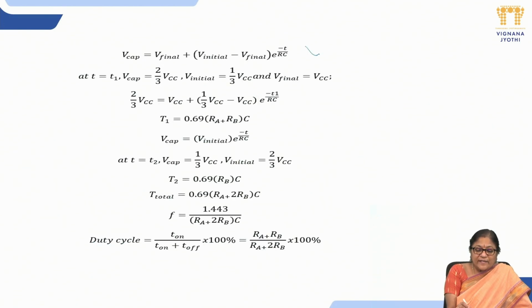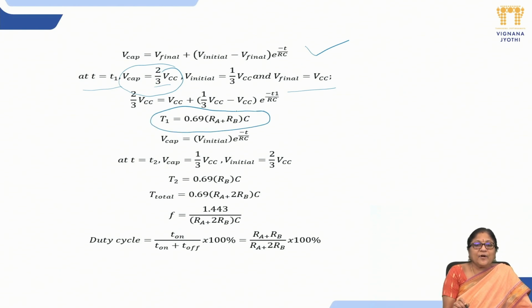So these are the equations. The equation of the capacitor voltage is taken as V final plus (V initial minus V final) into e power minus t by RC. So there are two components. At T1, which is charging, initially the voltage is 1/3 VCC and it should reach finally VCC. At the end of T1, the capacitor voltage is 2/3 VCC. If I substitute in this one, I get the charging time as 0.69 (RA plus RB) into C.